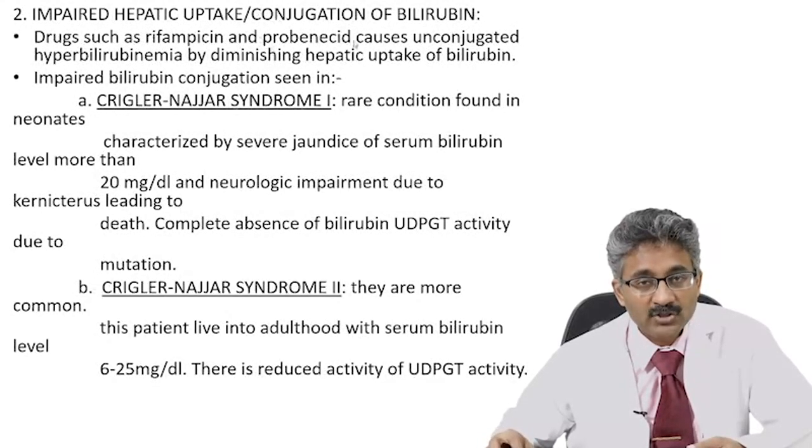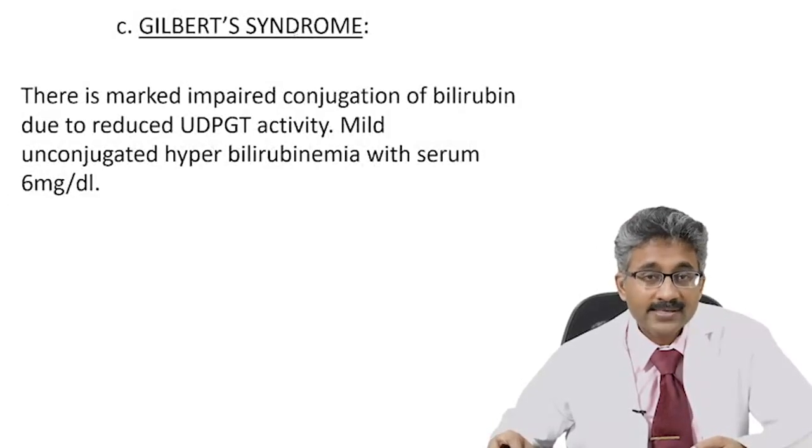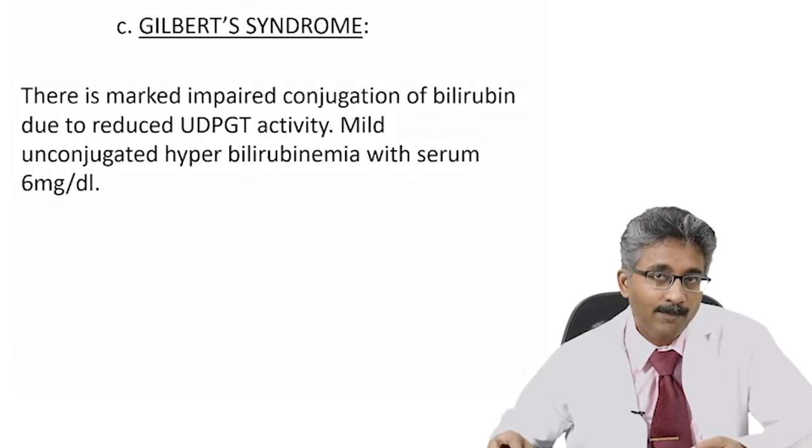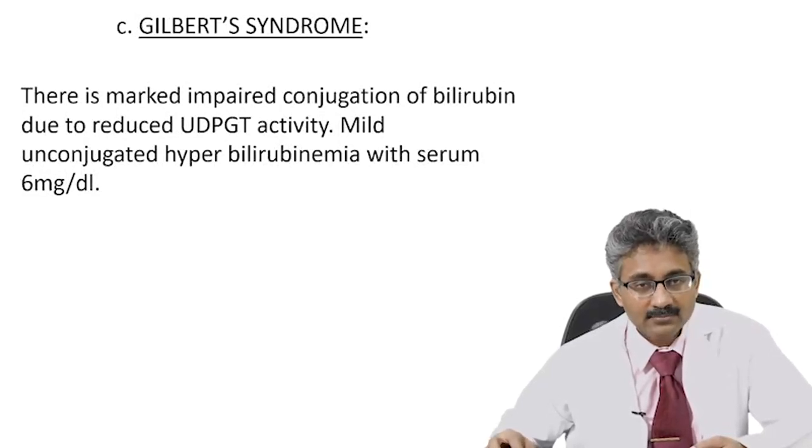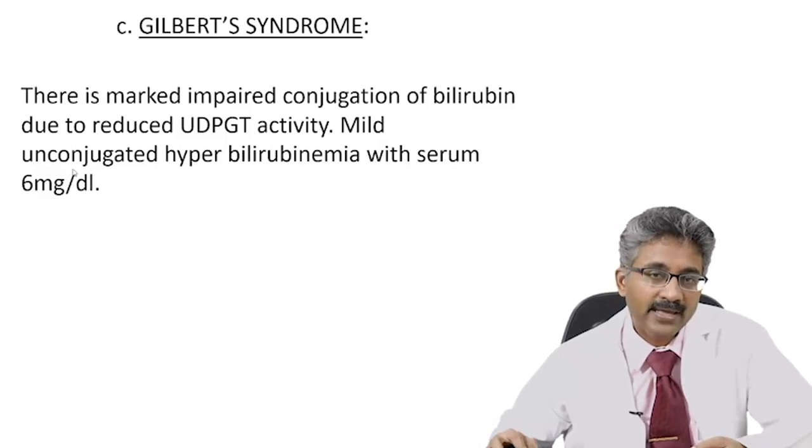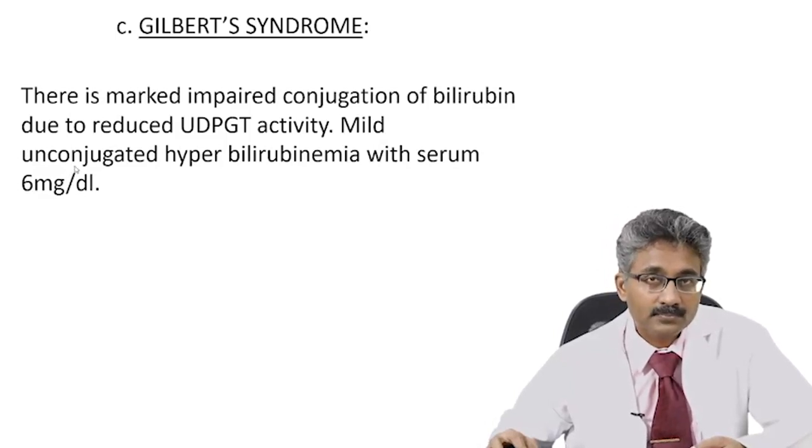This is defective conjugation. Then Gilbert syndrome, where there is defective conjugation as well as defective uptake of the bilirubin by the liver. Usually mild hyperbilirubinemia, around 6, seen in males. Incidence is around 5 to 10%. In stress, fasting, fever, the bilirubin may increase in Gilbert syndrome. Students, in all these conditions only bilirubin is elevated but not the liver enzymes, remember.